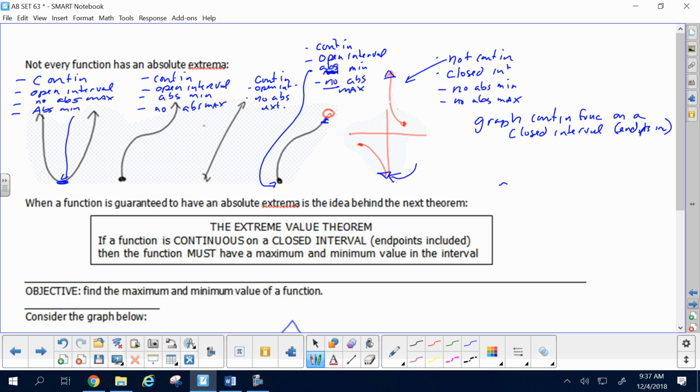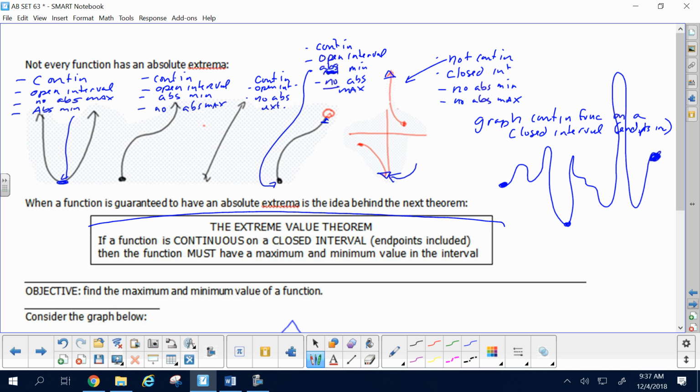Okay? Put your pencil anywhere. Put a dot there. And do whatever shape you want. There you go. Never lifting your pencil until you get to another endpoint. Does it have an absolute max? Is there a y value that's greater than or equal to all other y values? Yes, absolutely, 100%. Does it have an absolute min? Absolutely.